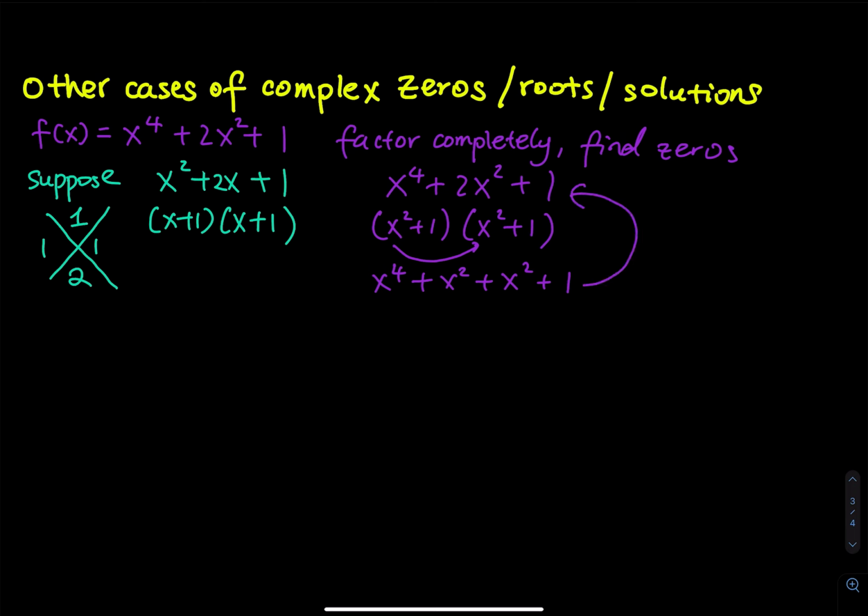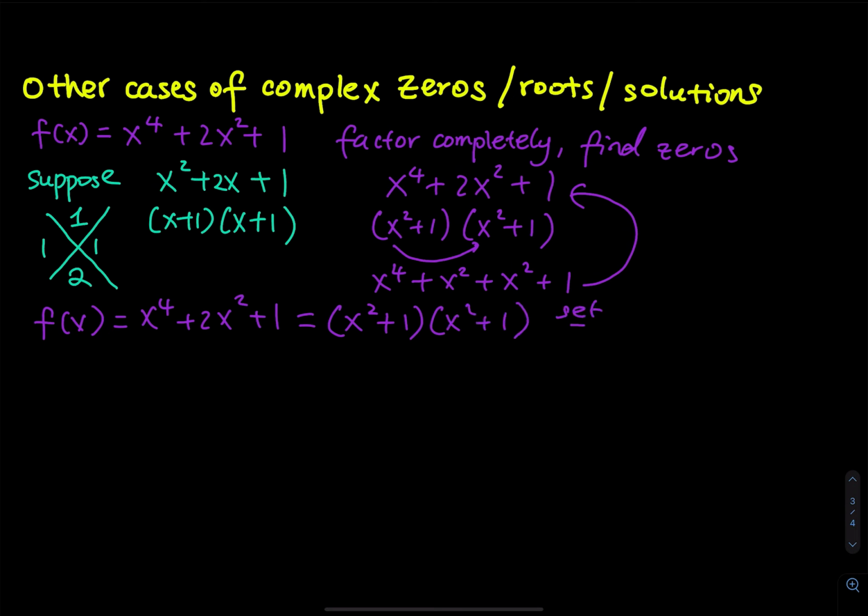Okay, now the next thing is how do we factor completely? So again, we have f of x equals x to the fourth plus 2x squared plus 1. We did the work. We do one step of factoring. We have x squared plus 1 times x squared plus 1, and then we set that equal to 0 to find all the real zeros and complex zeros. But this is not factored completely yet.